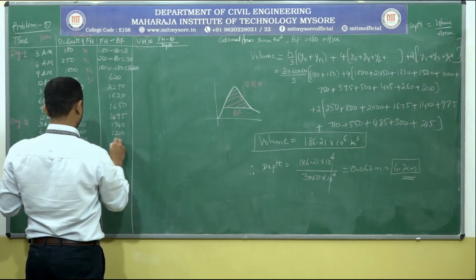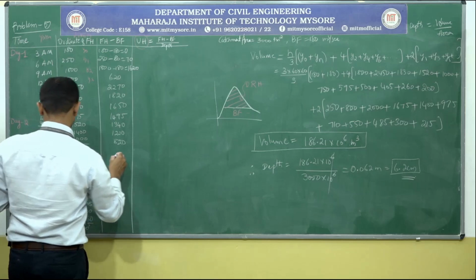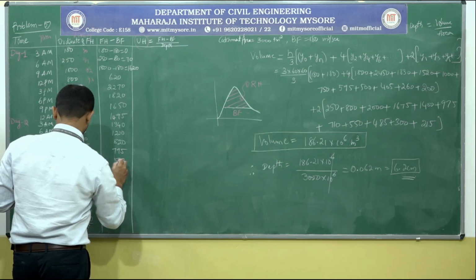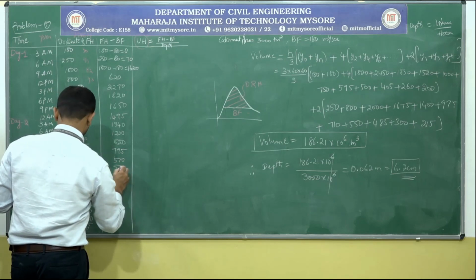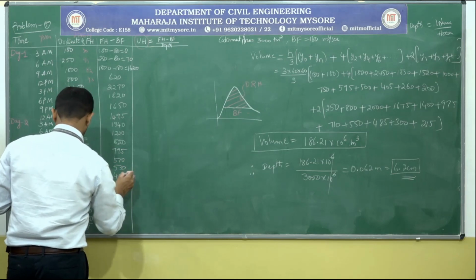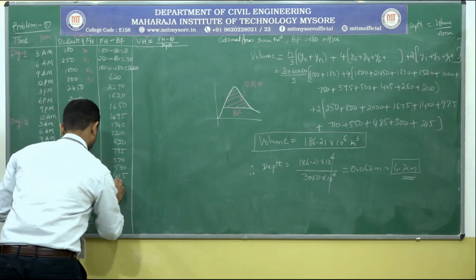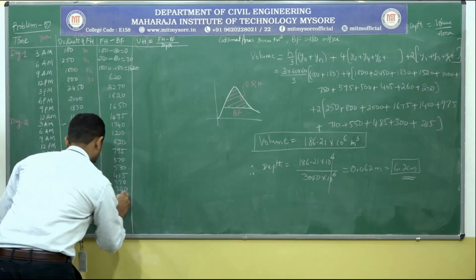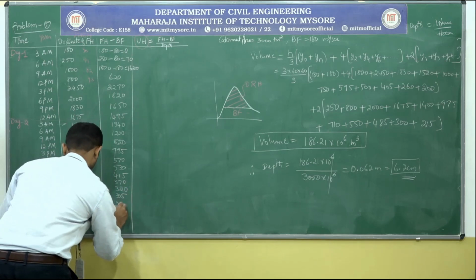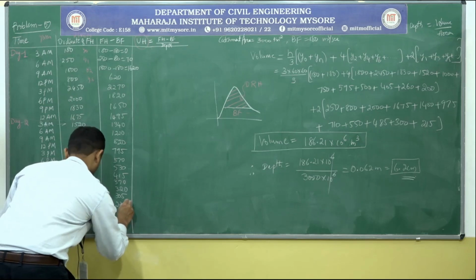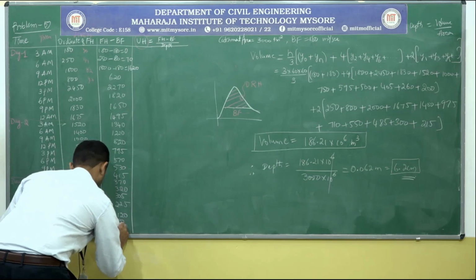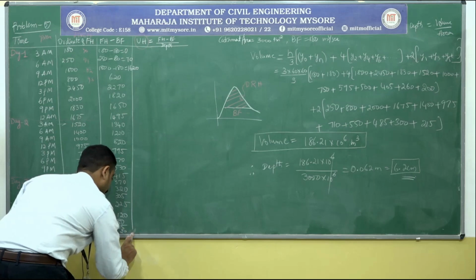Then 1220, 820, 795, 570, 530, 415, 370, 320, 305, 305, 225, 120, 80, 35, 20, and finally you will get 0.